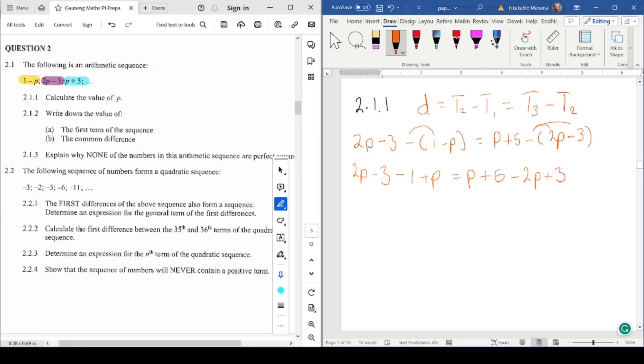Now what I want to do is put all the p's on one side. Those are the variables. Then put the numbers on the other side. So on this side, I have 2p plus p, okay? And then this p, if I take it to the other side, it becomes minus p. That one becomes plus 2p. And that's going to be equal to 5 plus 3. And if I take this minus 3, it becomes plus 3 again. And then this minus 1, it becomes this side plus 1.